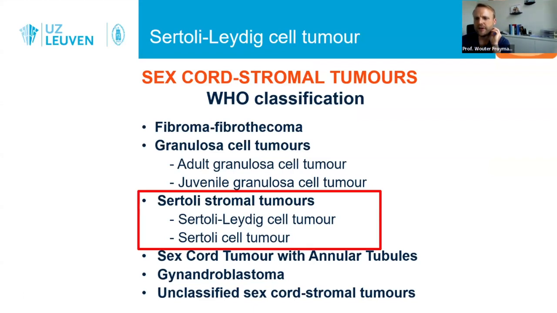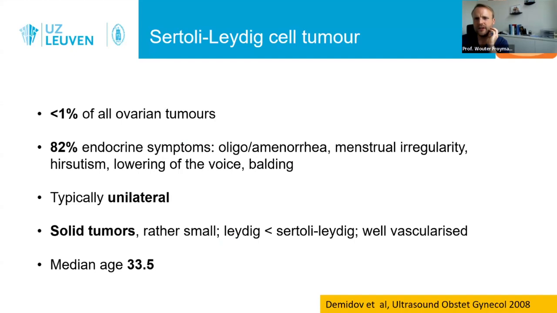And then the other group that I want to discuss, and I'm almost at the end of my lecture, are the stromal tumors, the Sertoli Leydig cell tumors. So they are also a minority of ovarian tumors, less than 1%. The majority of the patients will present with endocrine symptoms like oligoamenorrhea or irregular menstruations. And then there are androgenic symptoms like hirsutism, lowering of the voice, and balding.